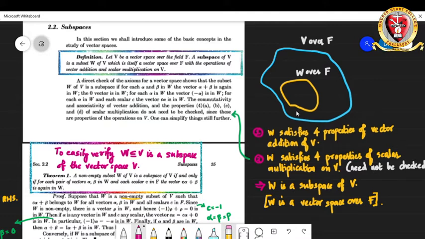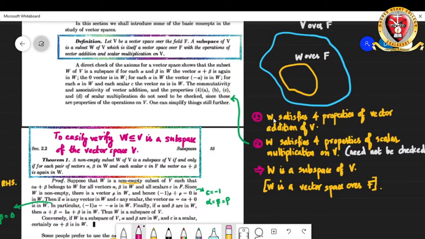a vector space. So to summarize that definition, this W is a subset, and it is non-empty. The non-empty part is very important. W is a non-empty subset and it satisfies the four properties of vector addition that is happening inside V. Also W satisfies all the four properties of scalar multiplication that is happening inside V, and that will imply W to be a subspace of V.